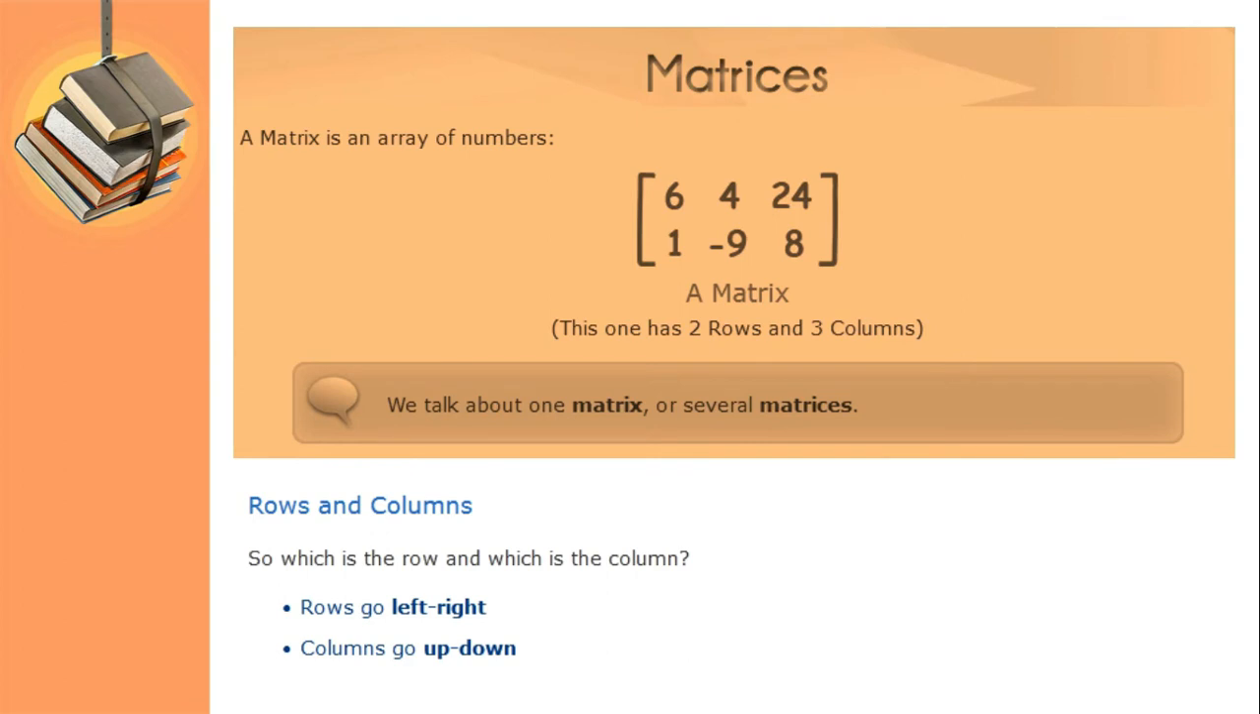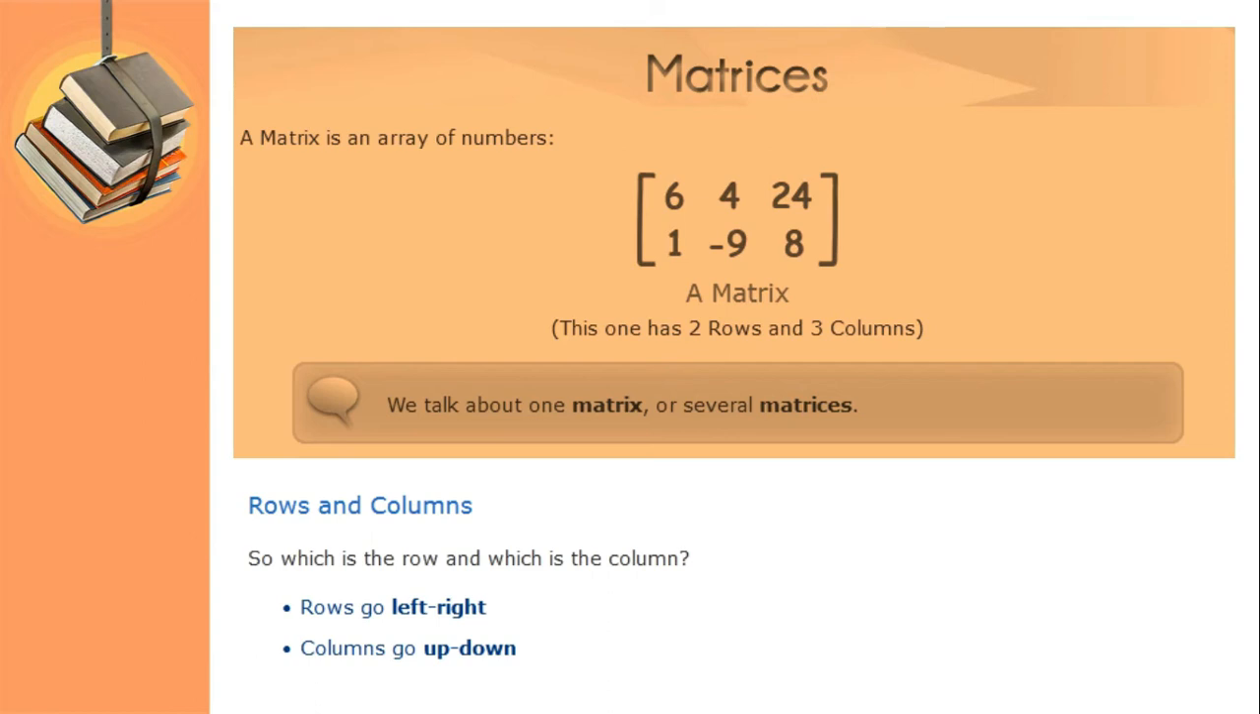So here we have a matrix. Basically a matrix is an array of numbers. If we arrange numbers in a particular order in a square bracket, then we will call this a matrix. In a matrix we have rows and columns. So what are rows and columns?